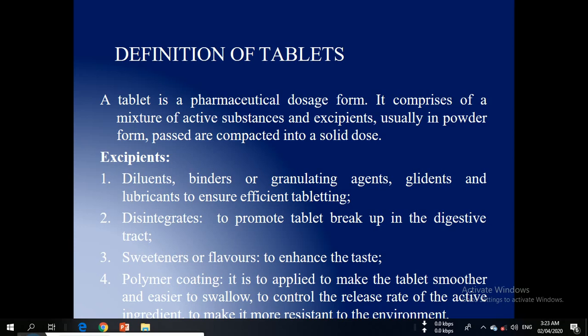The third one is sweeteners or flavoring agents. They are also used to enhance the taste as well as the palatability of the dosage form, while the fourth one is polymer coating. So why is polymer coating given to the tablet? Because it is applied to make the tablet smoother and easier, so it becomes easy for the patient to swallow. The second advantage of polymer coating is to control the release rate of the active ingredient and to make it more resistant to the environment.